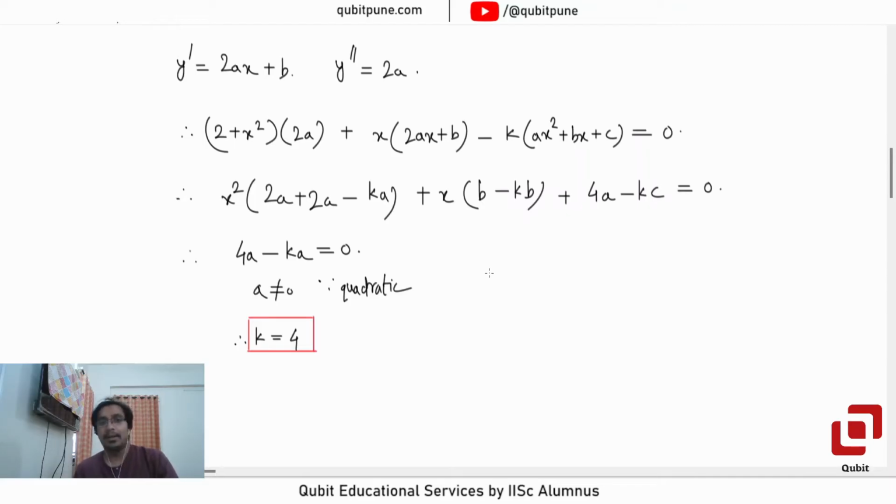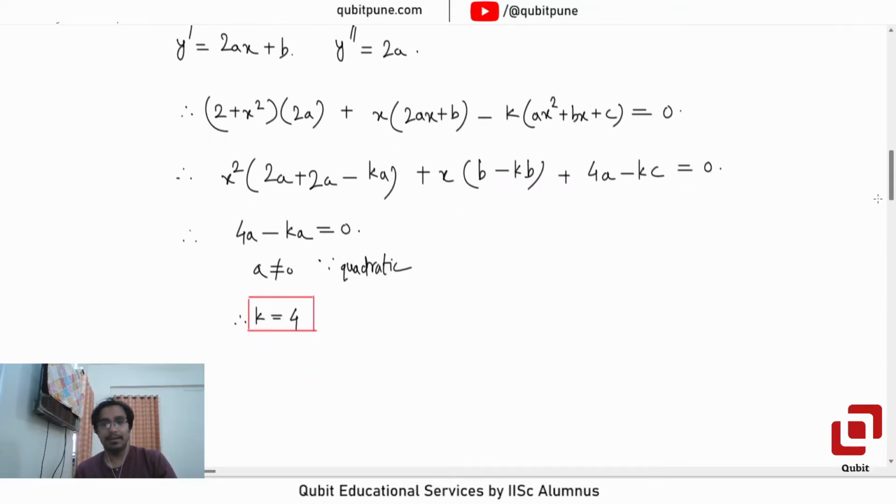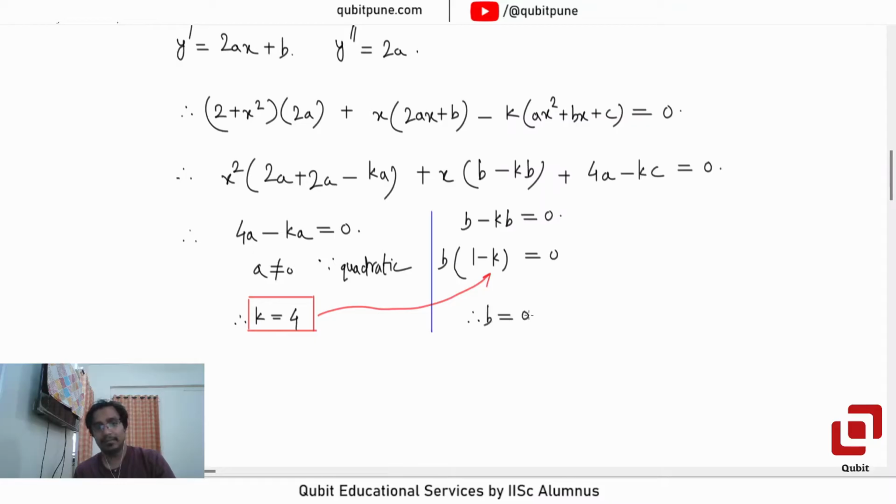Okay, alright. Now if k is equal to 4, what does the coefficient of x give us? Coefficient of x says b minus kb is equal to 0. Now if I take b common, I will get b times (1 minus k) equal to 0, but k is not equal to 1. We have determined that. Because k is not equal to 1, b must be equal to 0. Okay, b is equal to 0.